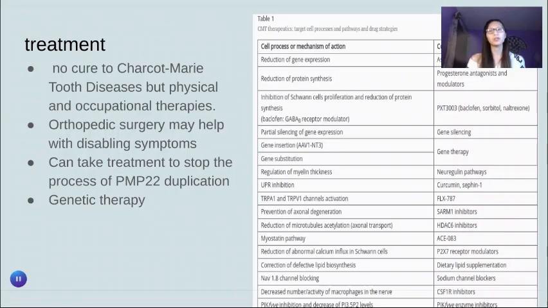As of right now, there is no cure for Charcot-Marie-Tooth disease, but physical and occupational therapies are an option. Orthopedic surgery may help with disabling symptoms. People who suffer from CMT1A can take a treatment that stops the process of PMP22 duplication, or any PMP22 inhibitors. They can also go into genetic therapy.